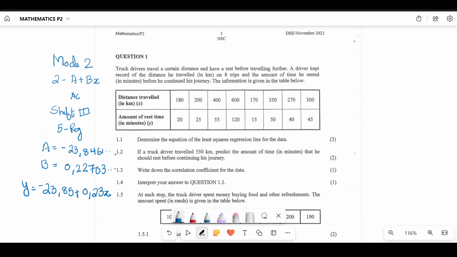Okay, so here 550, as you can see, it's the distance. So it's x. So we are finding y where x is given. So it's just a matter of substituting in the formula that you found just now. Negative 23,85 plus 0,23 times 550. When you put this in the calculator, you get 102,65 minutes.